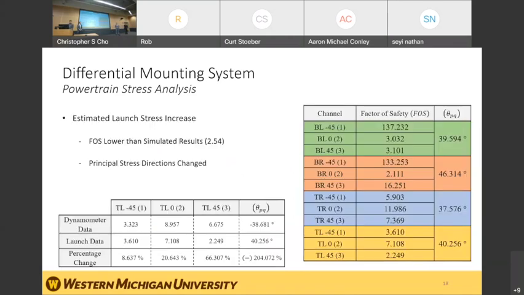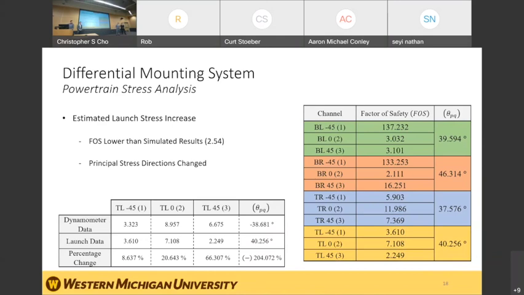Due to maintenance and other time constraints, we had not originally planned to do launch testing for a differential mounting system. Luckily, we were able to get some launch testing in with the one remaining strain gauge that was still operational. This was the top left strain gauge shown here.